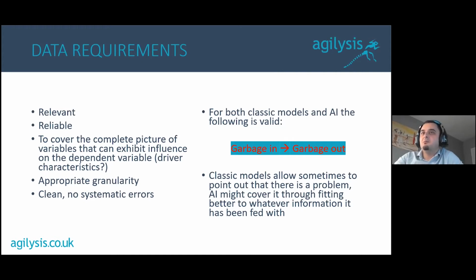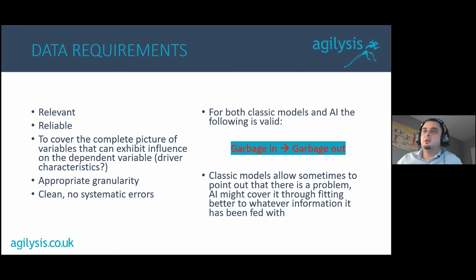For instance, in most of the models available now, and in most of the projects we look at, there's very scarce data on driver characteristics. Do we consider that not important enough? Myself, I consider that it is. So I think for both classic models and AI models, the following is valid. If we don't have perfect data, garbage in, garbage out.